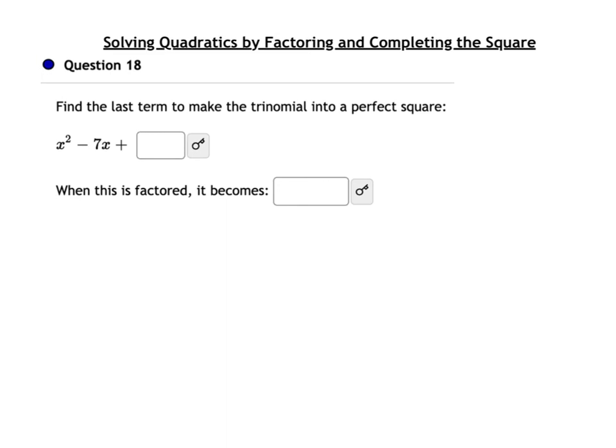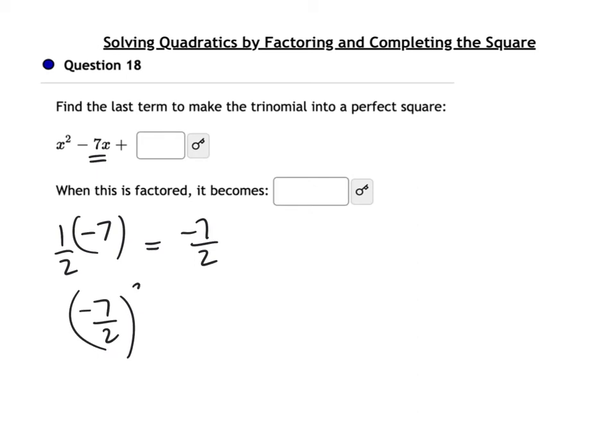This is the same thing, but it's a heck of a lot messier because the 7 doesn't divide by 2 nicely. First thing we'll do is take negative 7, and you don't need the negative. Remember, you're going to square it, so it's going to be positive, but I'll keep it there for a moment. I'm going to take half of that. That's negative 7 halves. And then I'm going to take negative 7 halves and square it, and I get 49 over 4. So this is 49 over 4.